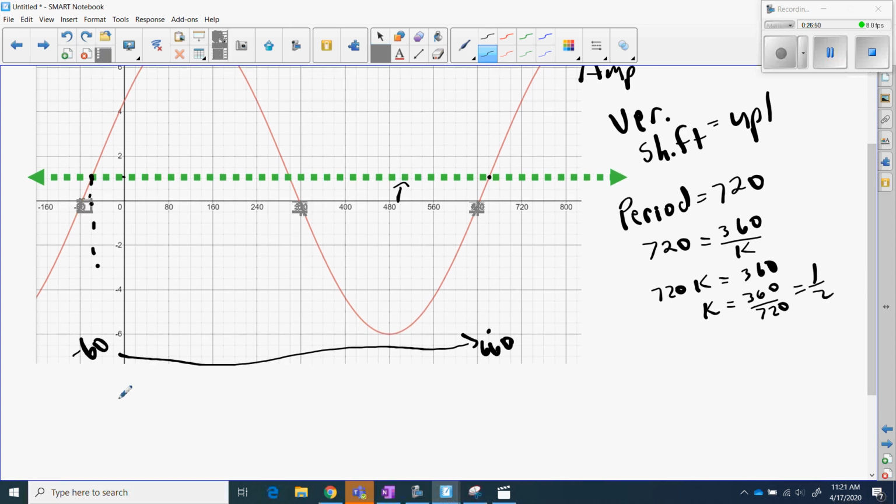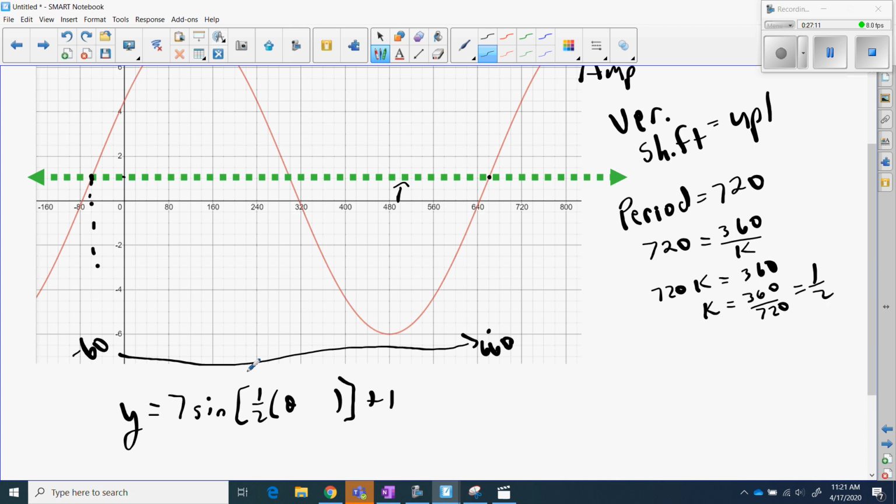Let's go with our sine wave first. So Y equals, what was my amplitude, I think it was 7. So amplitude is 7, sine, K value is 1/2, theta. Just leave some room here. We'll come back to that one. And our vertical shift was up 1.